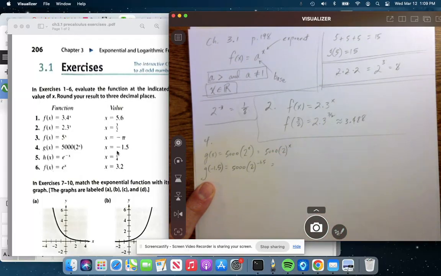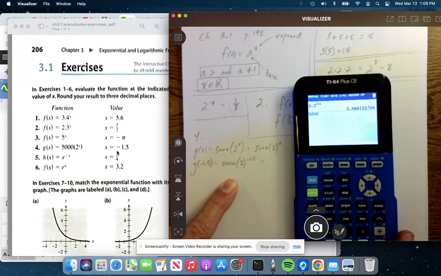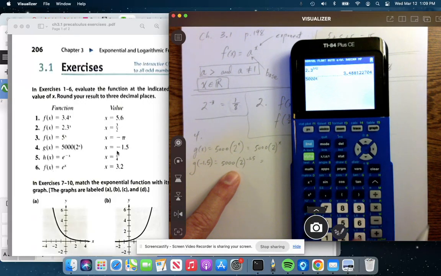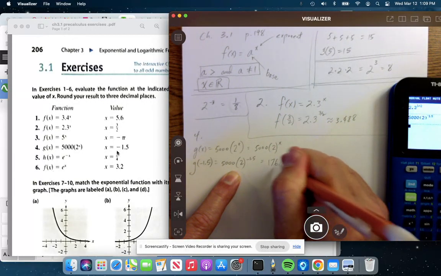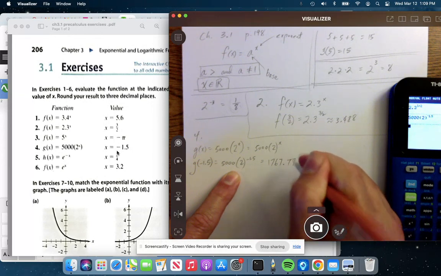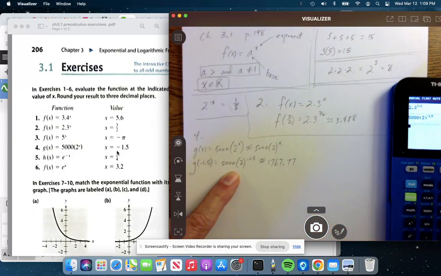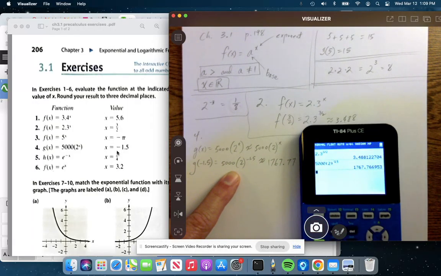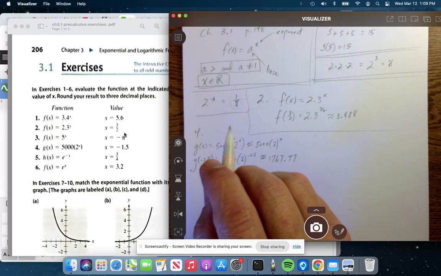And we'll just put that in our calculator. 5,000 times 2 raised to the negative 1.5. About 1767.77. So 1767.77. Now notice these are all approximations, right? Because I'm rounding. And that's all there is to that. So in this first section, all you do is you plug in the x value given to the function.